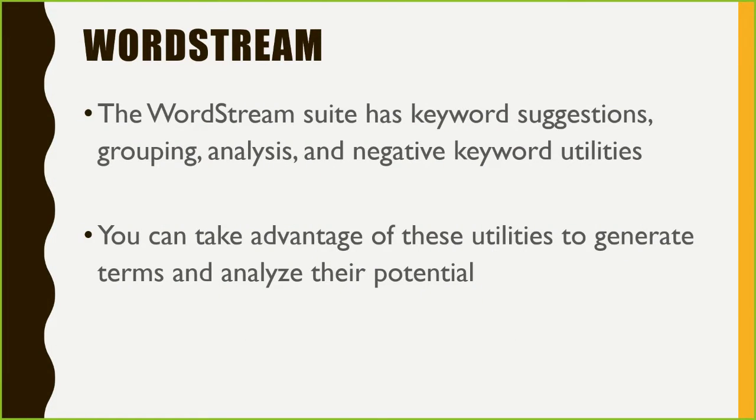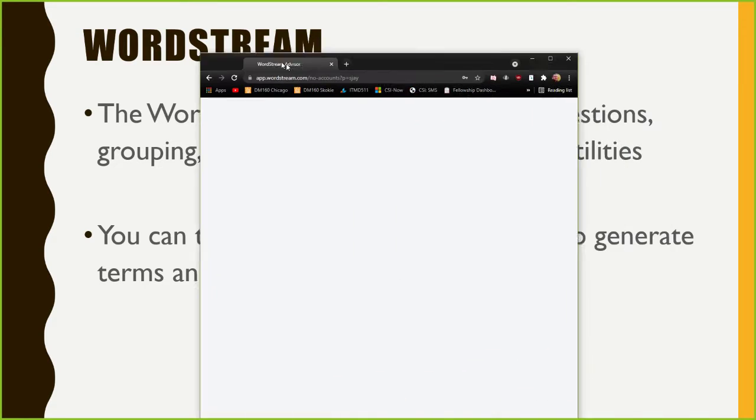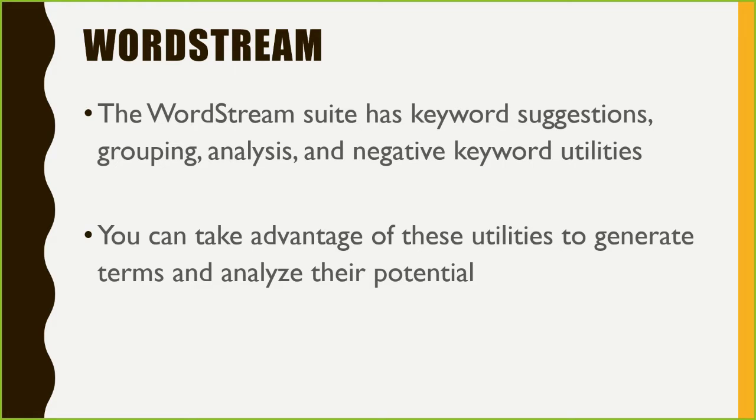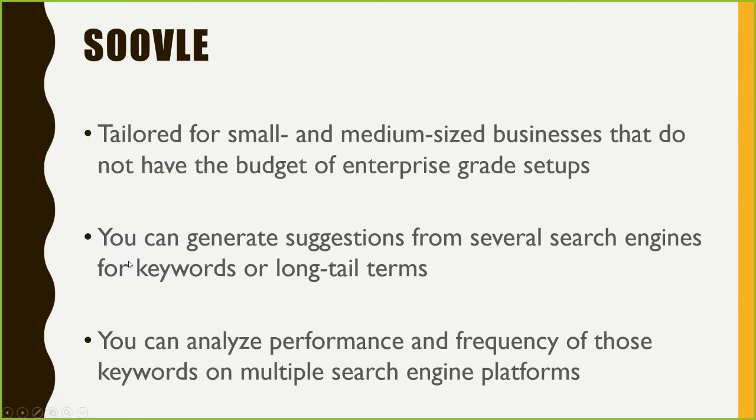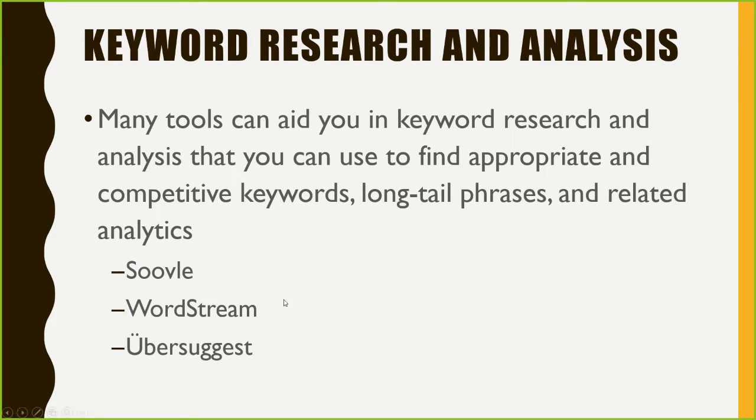And I just want to double check with, I created a WordStream account, but it is actually messing up right now. So WordStream again will be similar to Suval and Ubersuggest. In general, all three of these are useful for the research for your keywords. Does anyone have any questions or would like to see another run through of how to use these tools here?